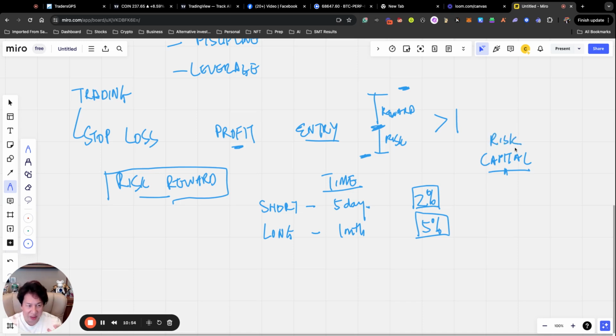So you risk this amount of capital for trading. Let's say, for example, you put up $10,000 in the account. This $10,000 account, you can use it as risk capital. Let's say right now you're using 2%. If you have a $10,000 account, then it will be $200. If it's 5%, then it will be $500. So this is the risk that you are taking for each trade.